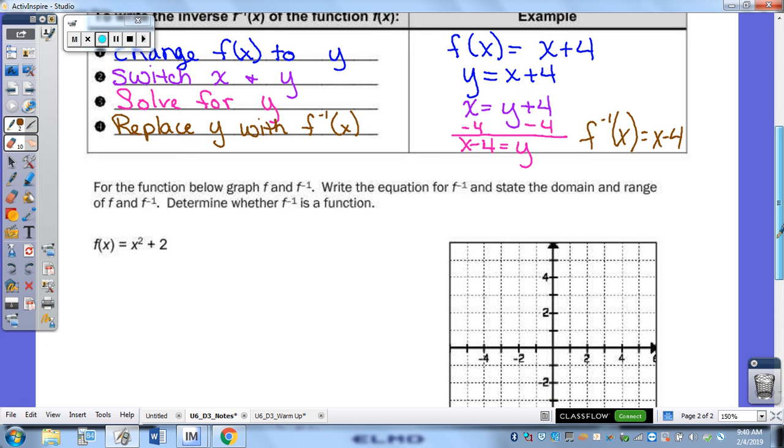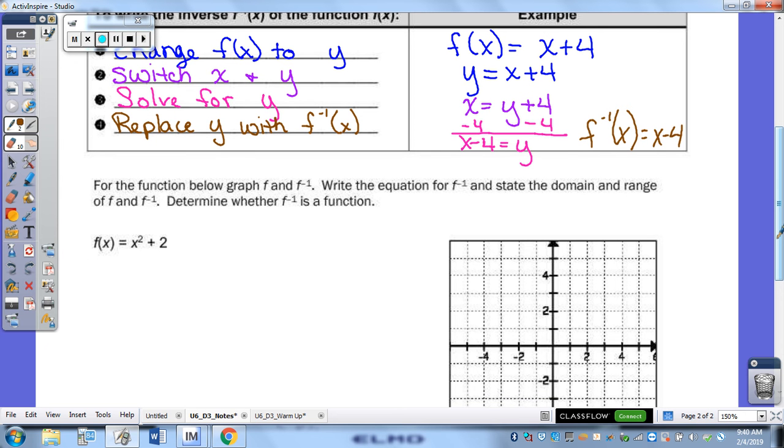So for the function below, graph f and f to the negative 1, so that's the original and its inverse. Write the equation for f to the negative 1 and state the domain and range of both f and f to the negative 1. Determine whether f to the negative 1 is a function. All right.